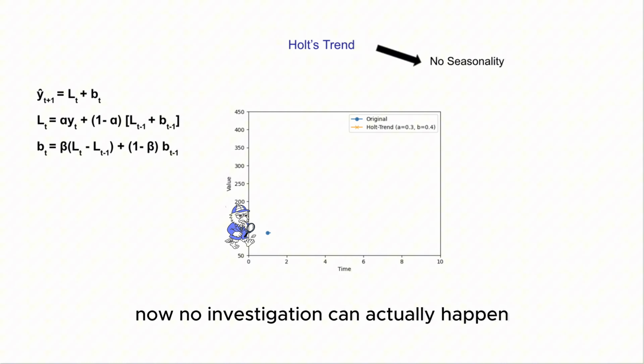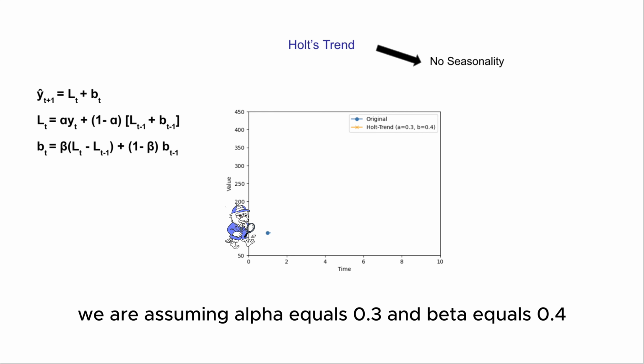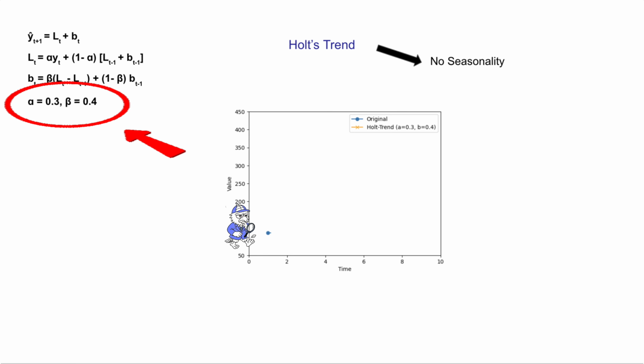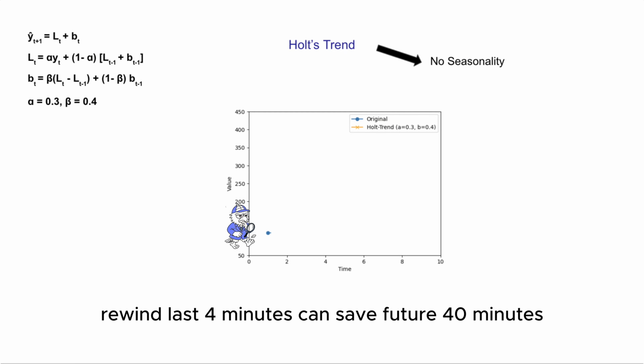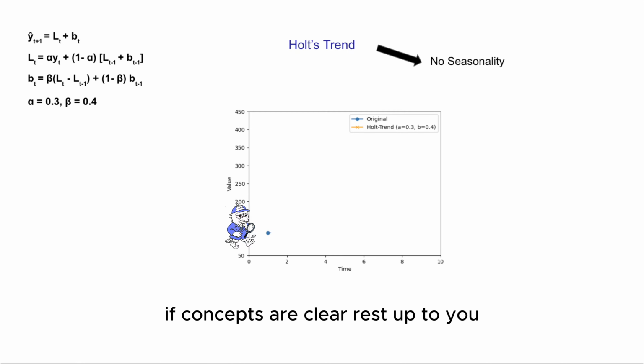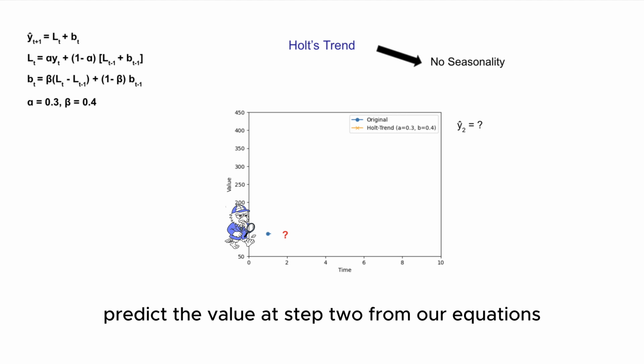Let's get our hands dirty now. No investigation can actually happen just by observing the crime scene. You need to get your hands on evidence. We are assuming alpha equals 0.3 and beta equals 0.4. Our first observation is 120, taking the same example so we can compare its performance with simple exponential smoothing you just learned a couple of minutes back. If not, rewind. The last 4 minutes can save future 40 minutes if concepts are clear. Rest is up to you, I won't repeat this again and again, and our goal is simple. Predict the value at step 2.